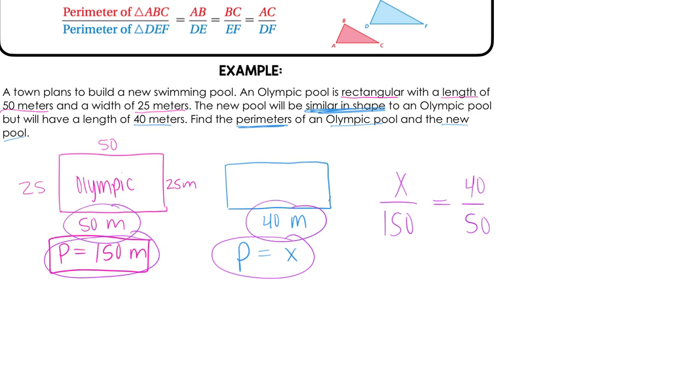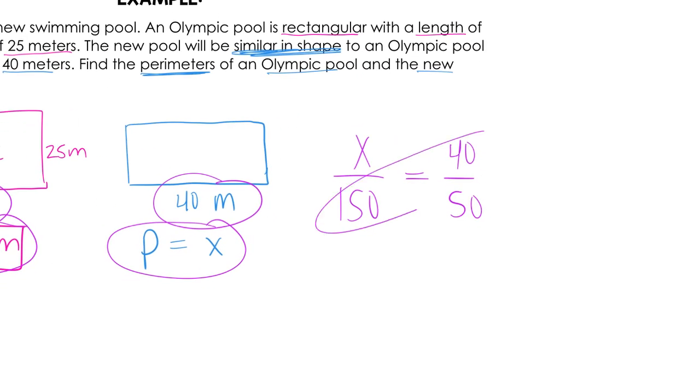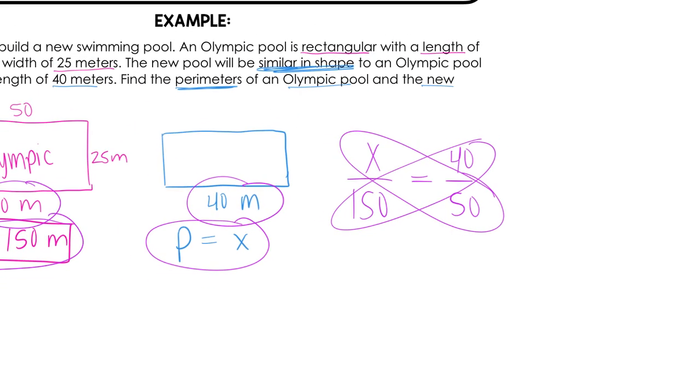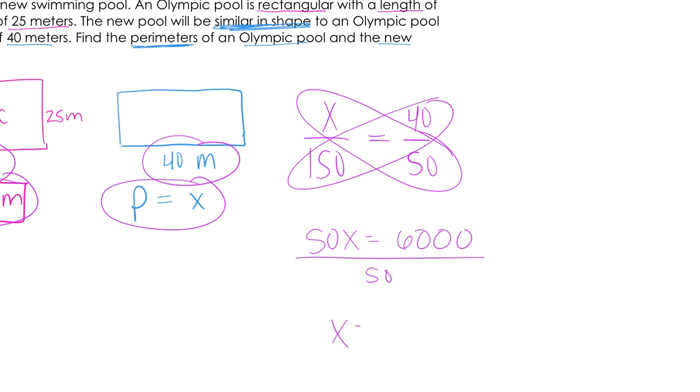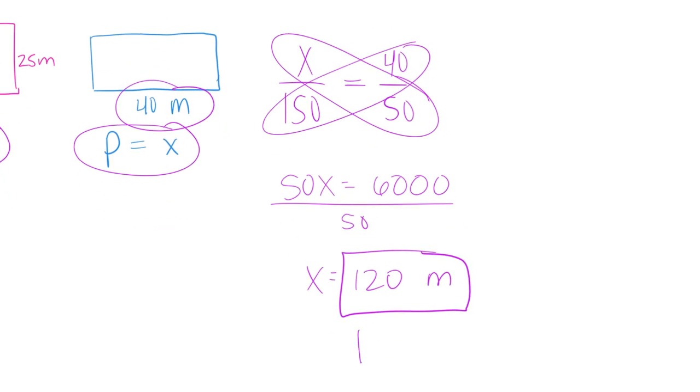So I just took the ratio of the perimeters and I set it equal to the ratio of the side lengths, because they should be proportional. And then again, you can just cross multiply here, solve for x. That would be 50x equals 6,000, and then you could just divide both sides by 50. So x is 120. So that would be the perimeter of the new pool.